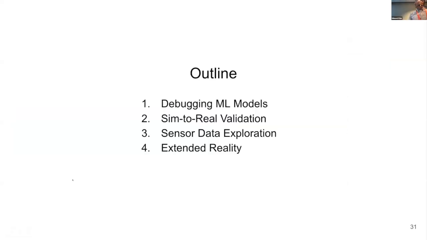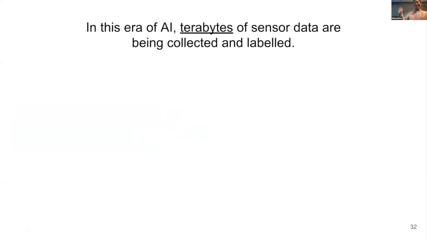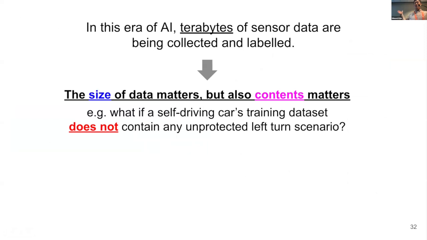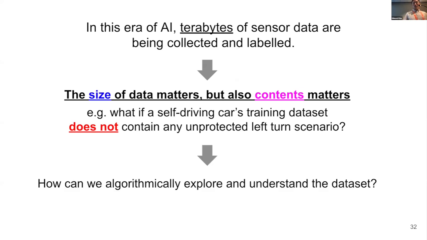Yeah. Now the next part is, again, sensor data exploration. Okay, so going back to the narrative, there are tons of data that are being collected. And the question now, and I think moving forward, is it's not just the size of the data, but also the contents of data. For example, if you have a self-driving car training data set, and it does not contain any unprotected left turn scenario, well, that's an issue. So how can we actually help and algorithmically help researchers and developers explore and understand the data set?